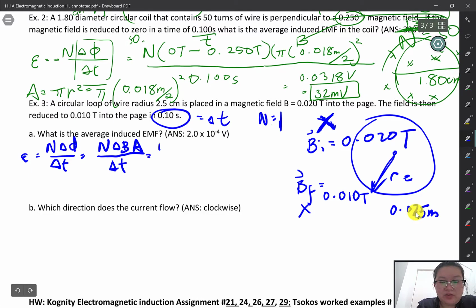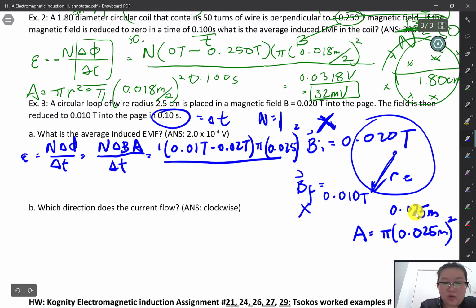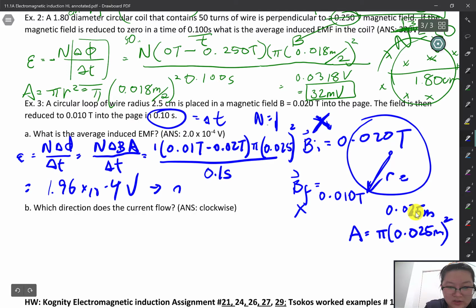The change in field is going to be, we're going to designate into the page as positive, so the final is 0.01 Tesla minus 0.02 Tesla. The area is a circle, so that's pi r squared, in which the r value is 0.025 meters squared. So putting that in, that's pi times 0.025 squared, divided by the time, which is 0.1 of a second. Putting that all into our calculator, the change is just 0.01, and I get 1.963 times 10 to the power negative 4 volts. How many sig figs? 2 sig figs. That means the 6 is going to round the 9 up. This is going to give us 2.0 times 10 to the power of negative 4 volts. Okay, so there it is.